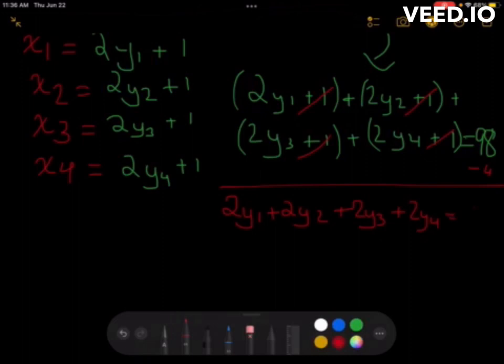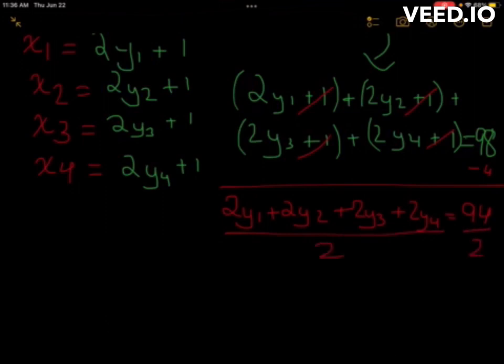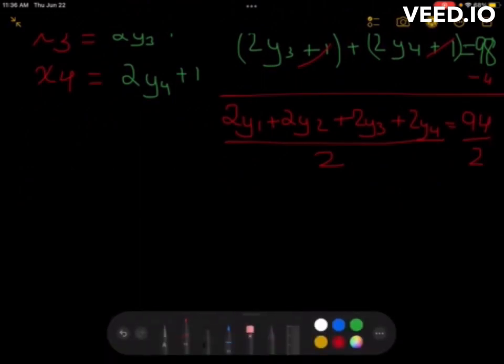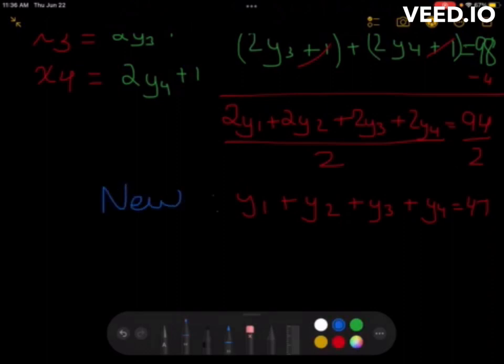is equal to 94. Now divide both sides of the equation by 2, since both sides share a common factor of 2. And we get that y1 plus y2 plus y3 plus y4 is equal to 47. Now we created a new problem out of the original. So this is our new problem we have to solve.